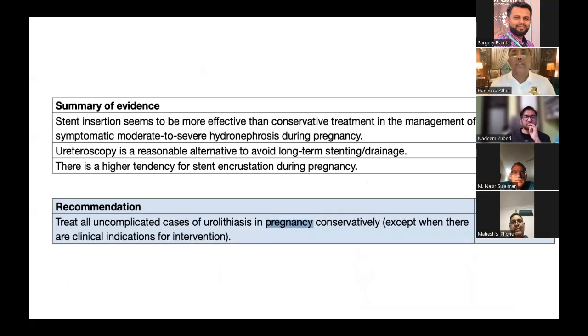So if you look at the summary of evidence in the European Association guidelines, stent insertion seems to be more effective than conservative treatment in the management of symptomatic moderate to severe hydronephrosis during pregnancy. And this is the guideline 1A evidence. Ureteroscopy is a reasonable alternative to avoid long-term stent and drainage.